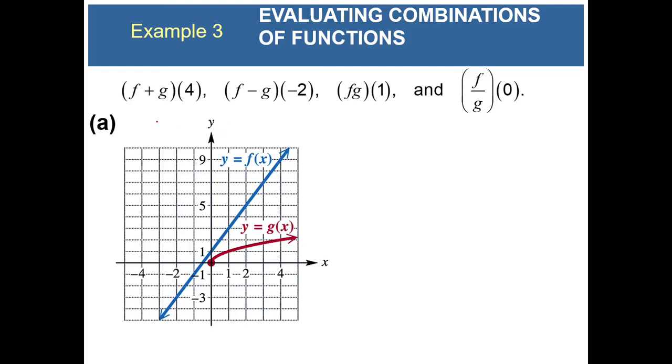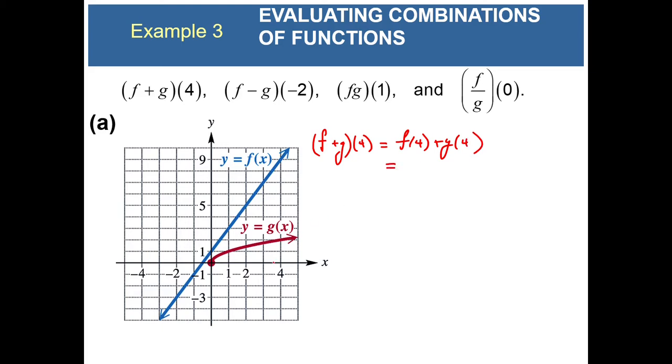Part A, let's find f plus g of 4, f minus g of negative 2, f times g of 1, and f over g of 0. We'll find f plus g of 4 first. By definition, this is f of 4 plus g of 4.